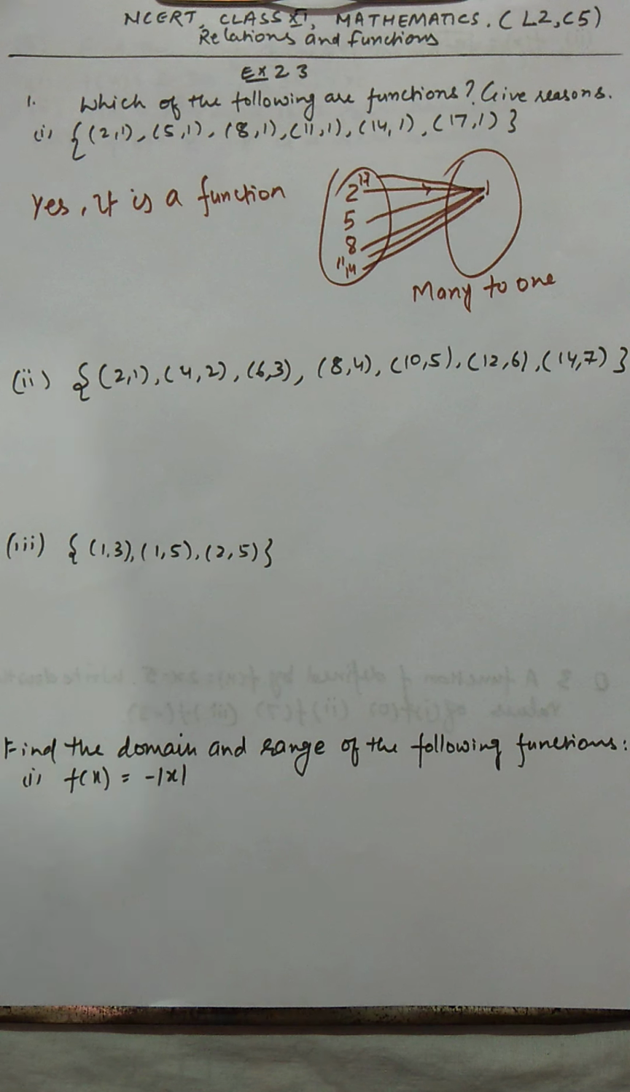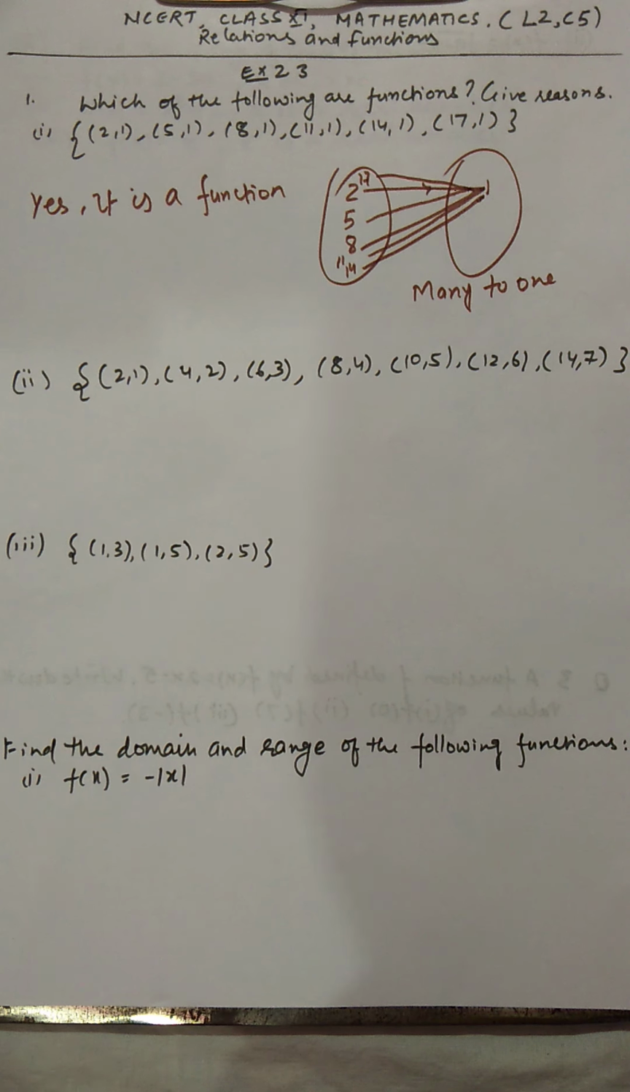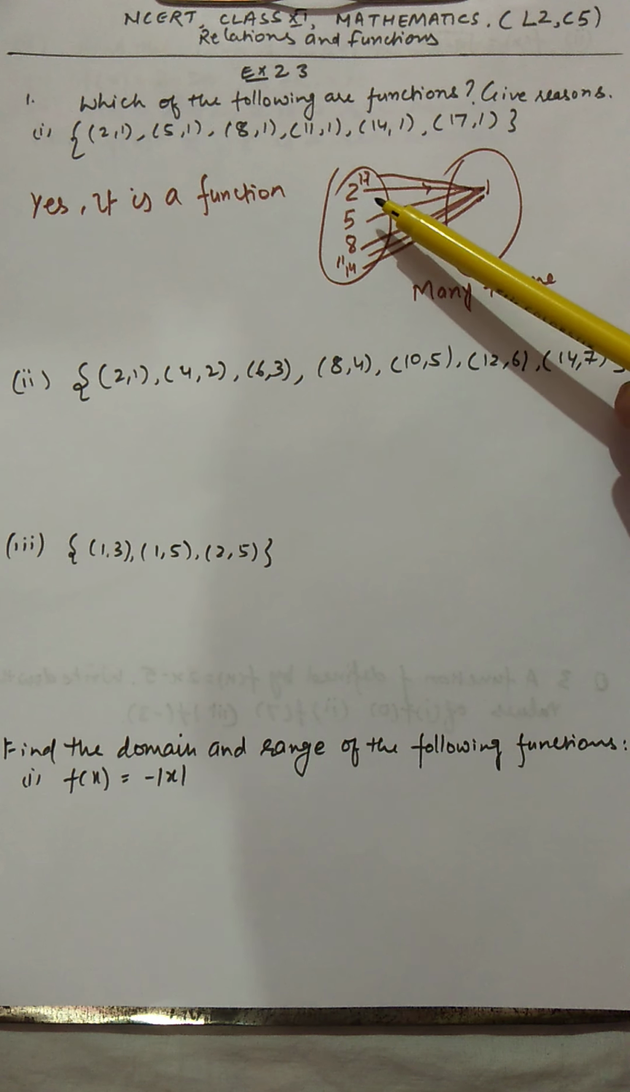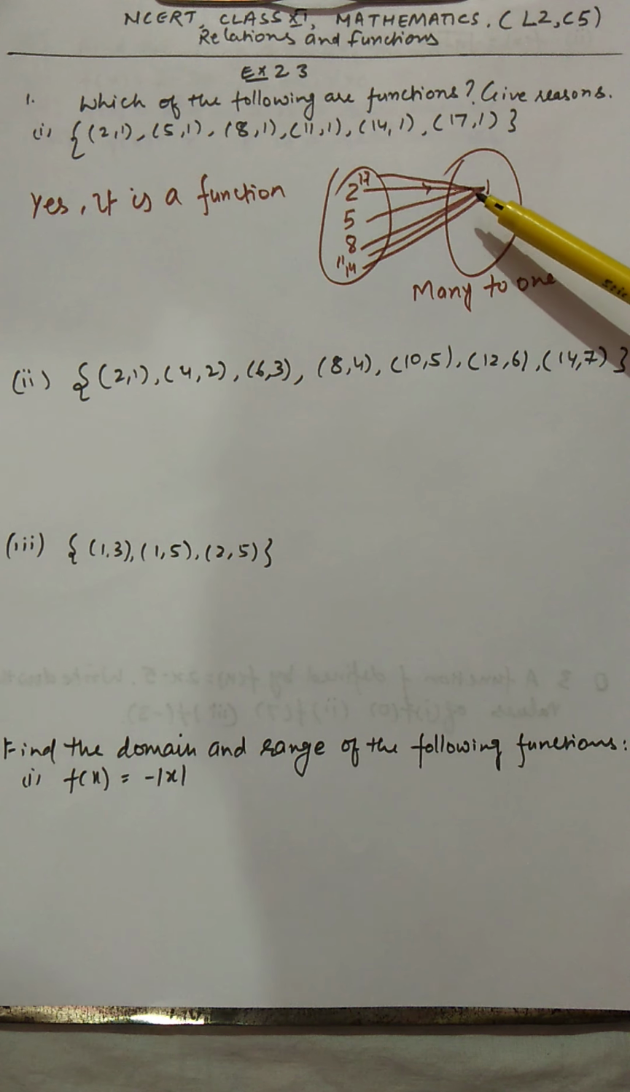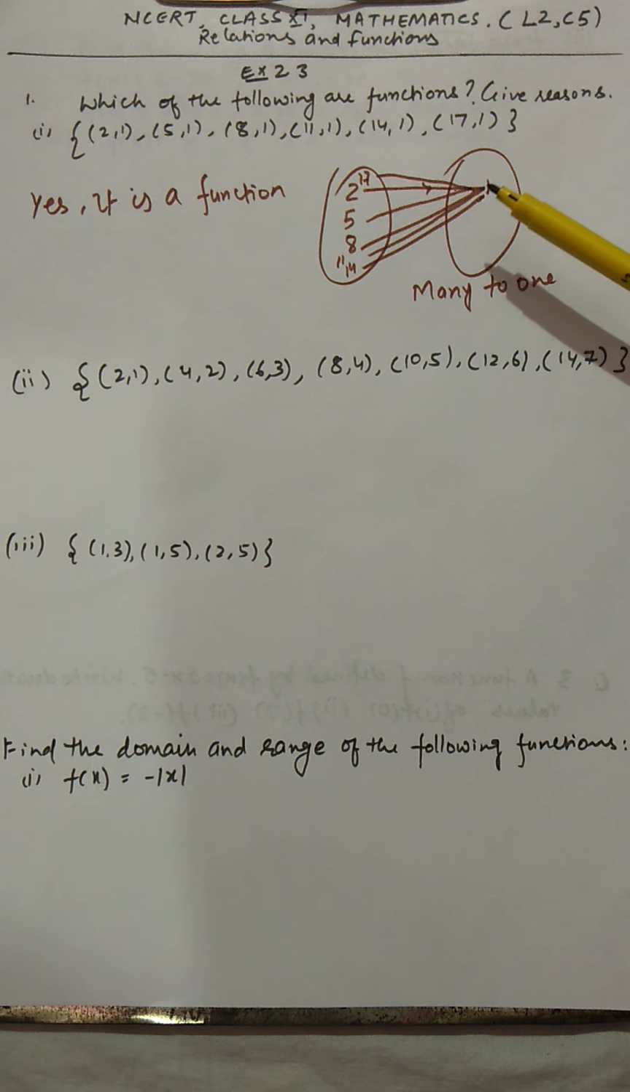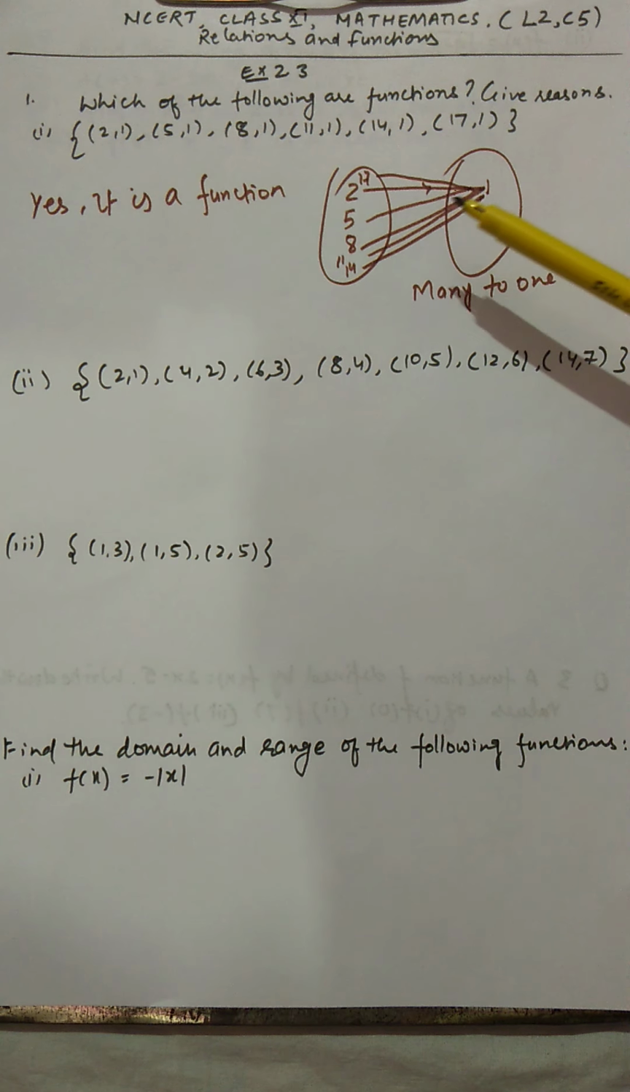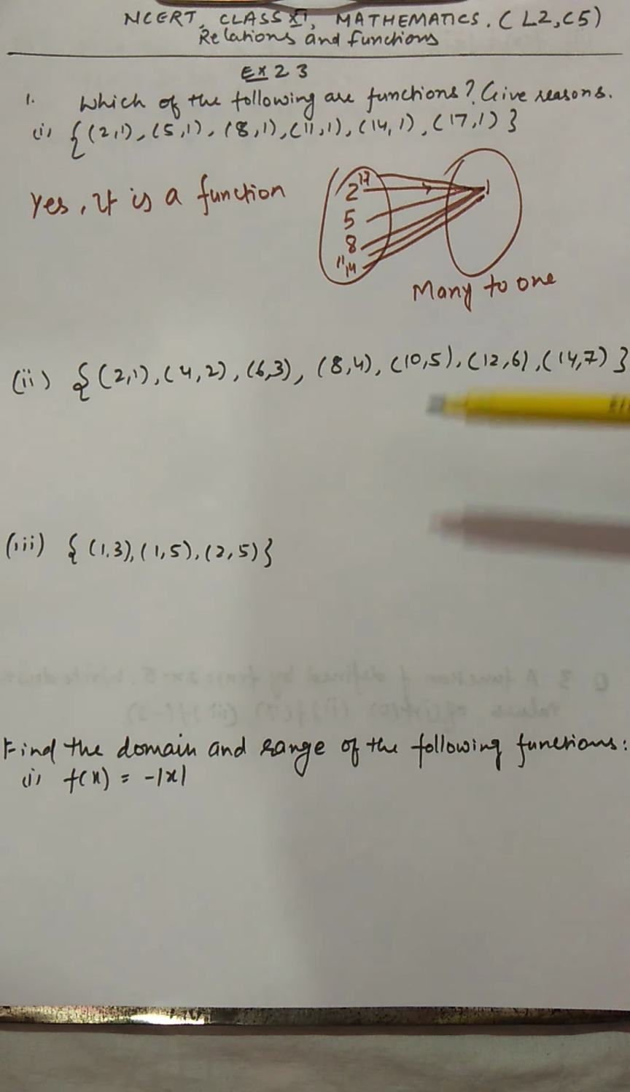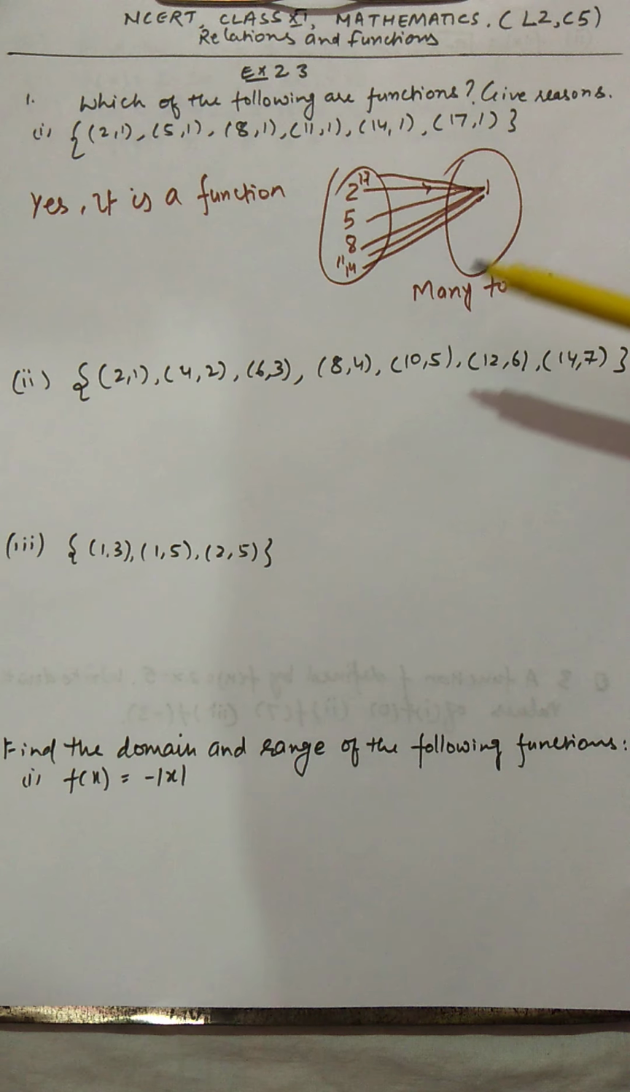This arrow diagram is not compulsory to draw, but it helps visualize things in a much better way. So you can draw this and understand whether the relation is many to one, one to one, or one to many. So many to one, this is a function. I'm just explaining this again. Why? Because 2 has image 1. Does 2 have another image? No. So 2's image is unique, and similarly other elements have their unique images. So that's why this is a function.